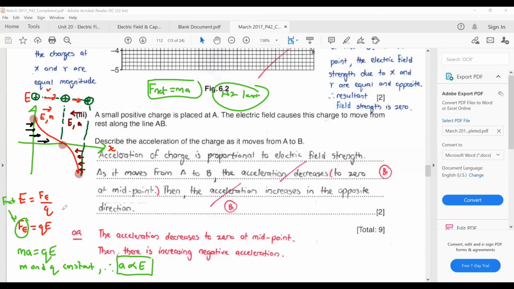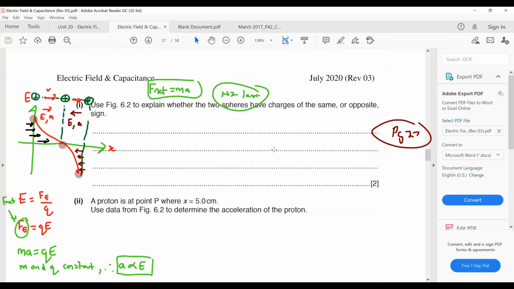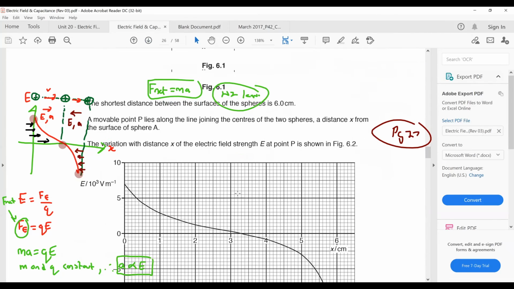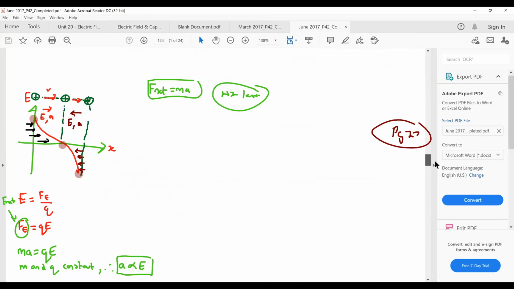Okay, so if you are okay with this one, then we move to page 27 before I continue back a little. Have a look at page 27. This one is one example. Actually, the start of the question is on page 26. All right, go to page 26. A student 17P42. This is question 6.